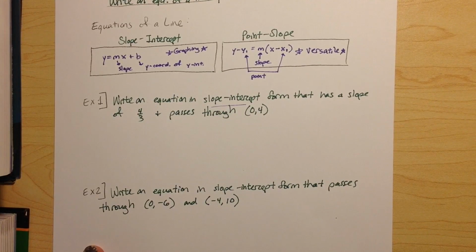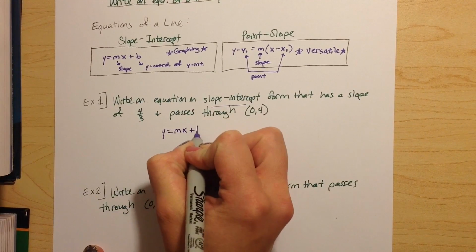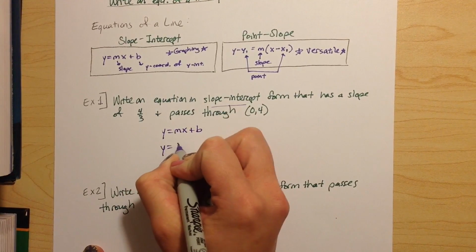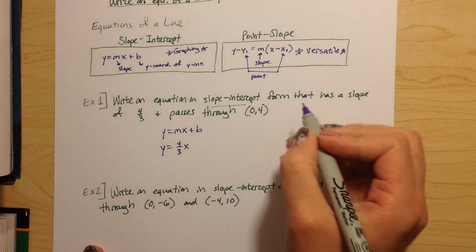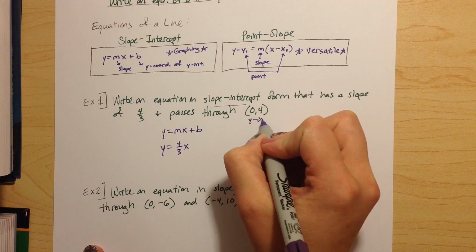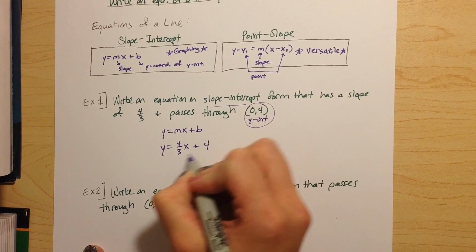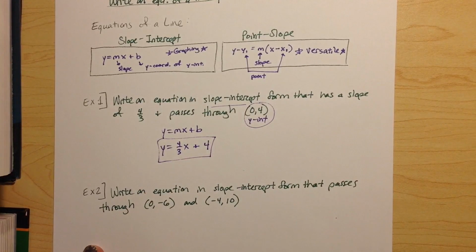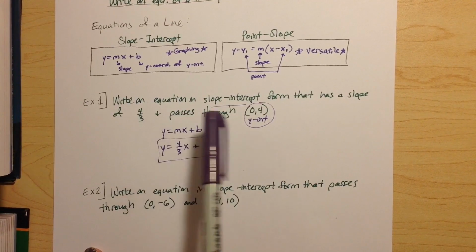So here we go. This one's super easy, right? I know y equals mx plus b. There's my slope. It's 4/3. The x and the y stay put. My y-intercept is right here, plus the y-coordinate of the y-intercept, 4, and we are done. Easy as that. So slope-intercept, super easy if they already give you the slope and the y-intercept.